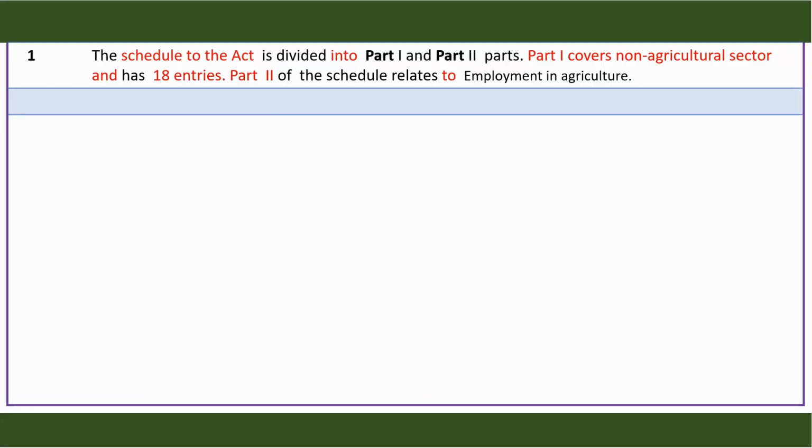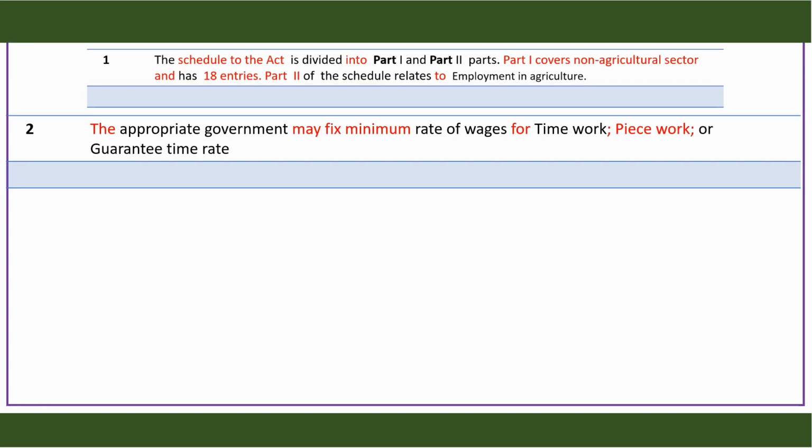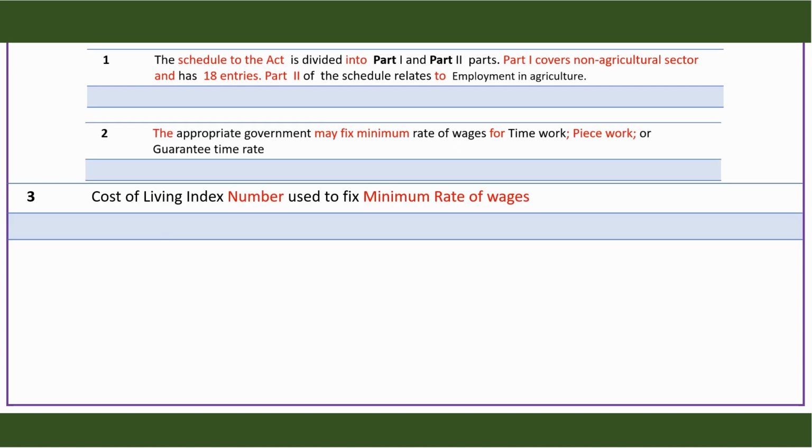The Act has a schedule, and that schedule is divided into two parts, Part 1 and Part 2. Part 1 is dedicated to the non-agricultural sector with 18 entries, and Part 2 takes care of employment in agriculture. When the government fixes the minimum rate, it can be a time rate, a piece rate, or a combination of the two, a guaranteed time rate. The fixation takes care of the cost of living index while fixing the minimum rate of wages.